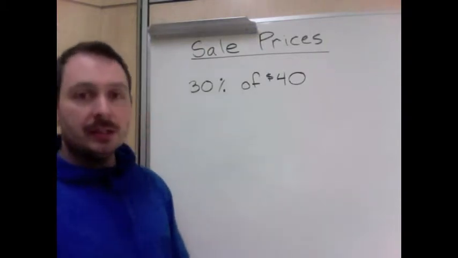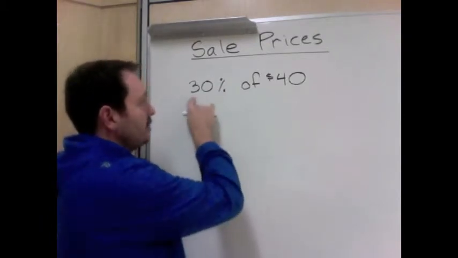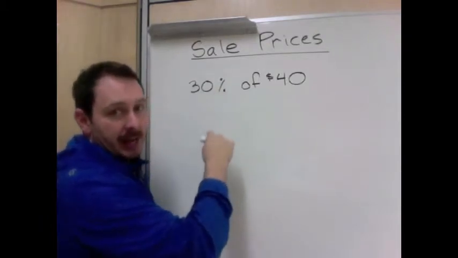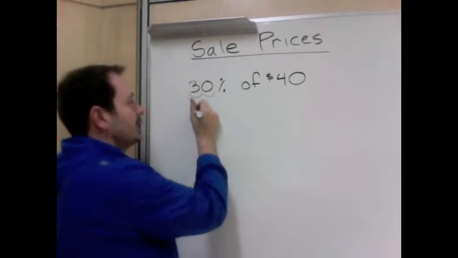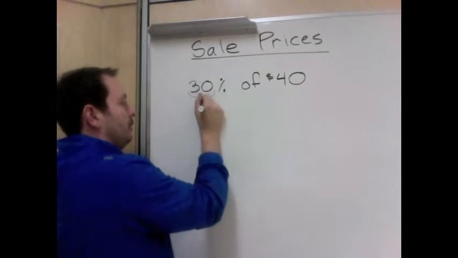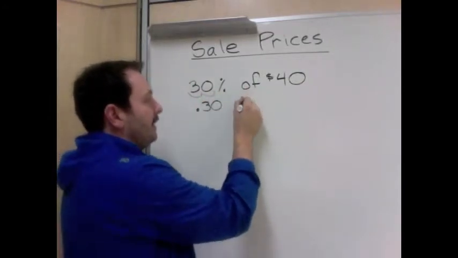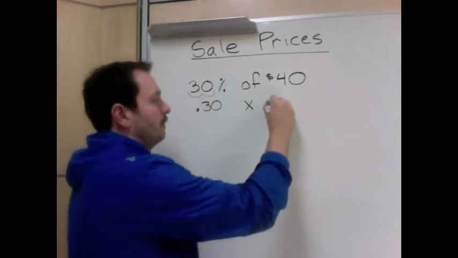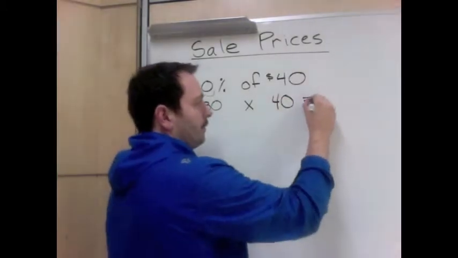And we had two ways to do this. One was to change percent into a decimal, and we change it into a decimal by either dividing by 100 or moving the decimal 2 spots to the left. So this would be 0.30 times 40, and I'll wait to give us the answer.